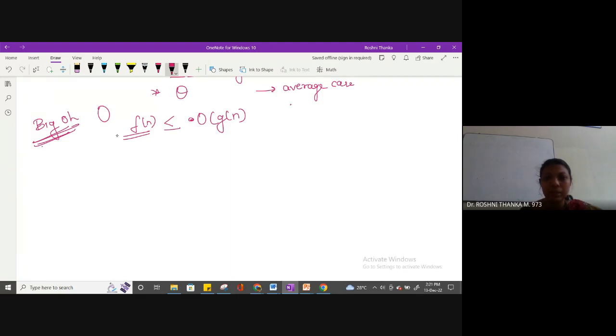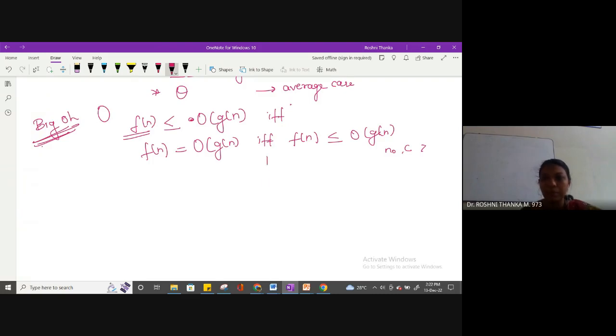This will be true if and only if, how will we represent it? f of n is equal to big O of g of n if and only if this f of n is less than or equal to c times g of n for all n greater than n naught, and the constant c should be greater than zero.